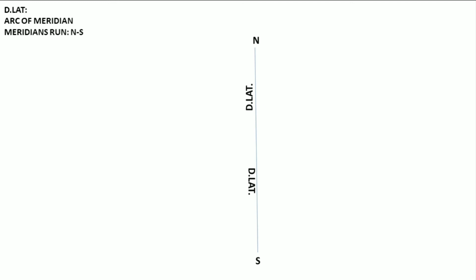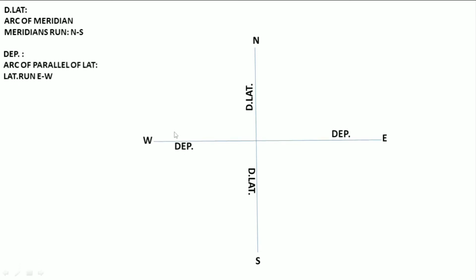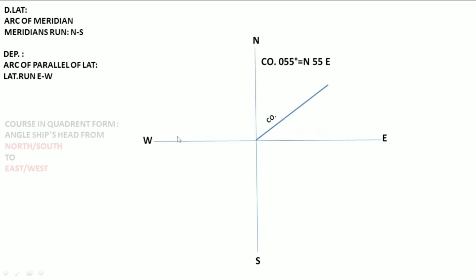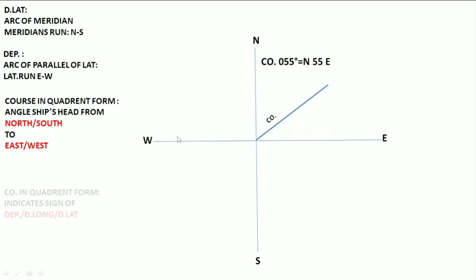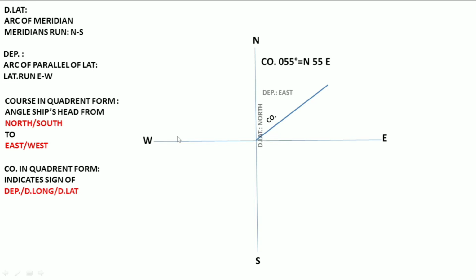Now D.LAT, again repeating, is measured north and south. Departure is measured east and west. Course given in three-figure notation converted into quadrant form gives me an indication of my D.LAT and D-long or departure. So course, when I said north 55 degrees east, D.LAT has to be north, departure should be east, and this is my plane triangle to solve for.